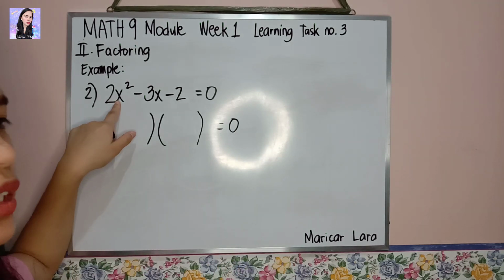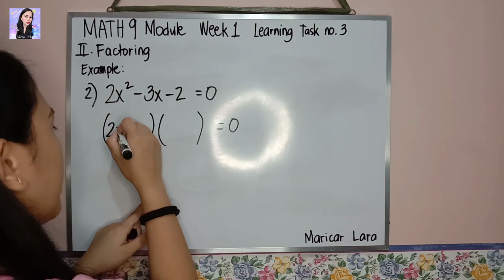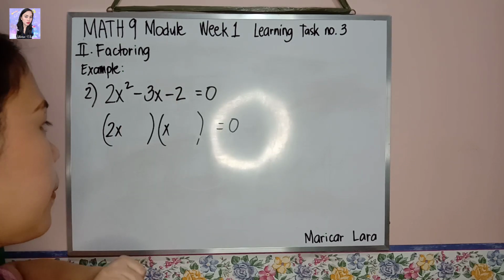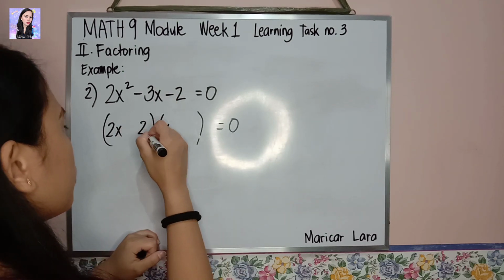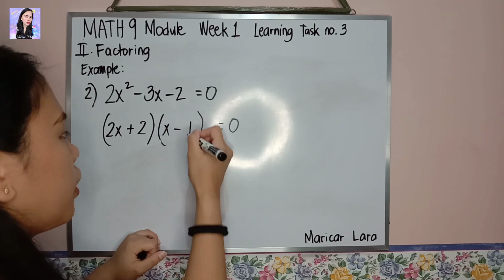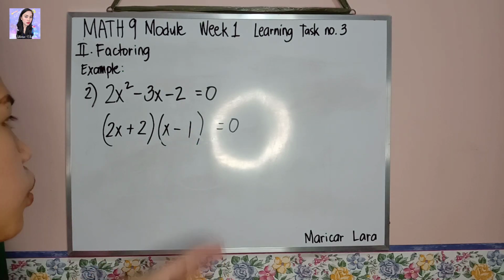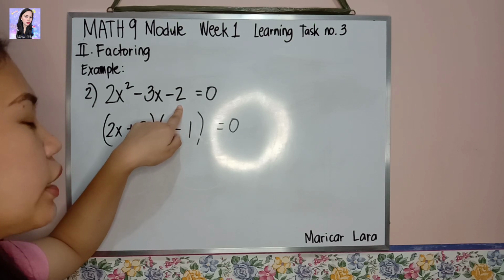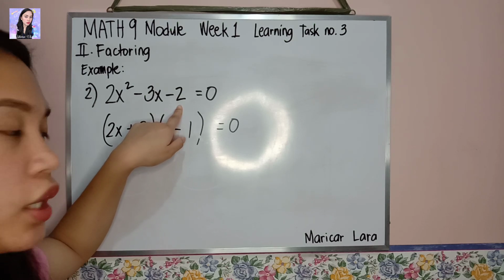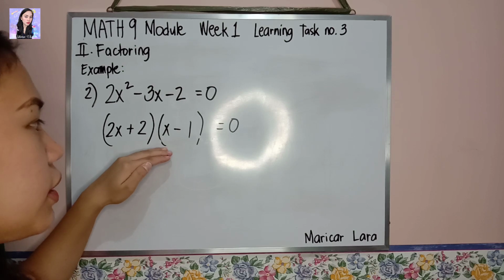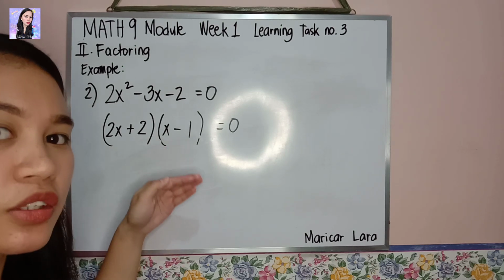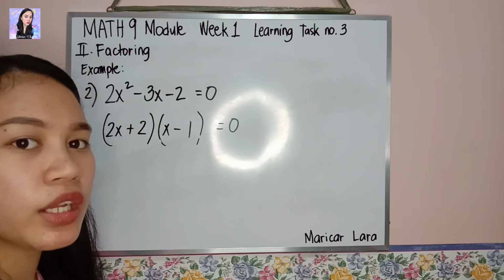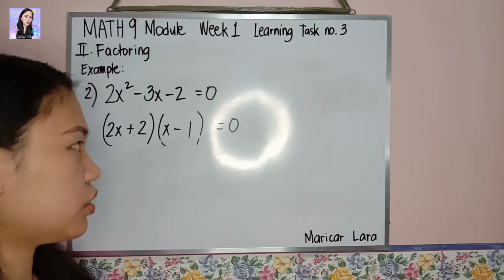So, factors ng 2x squared ay 2x and x. Then, factors ng negative 2 ay positive 2 and negative 1. So, ang factors niya ay pwedeng positive 2 and negative 1, pwede rin namang negative 2 and positive 1. So, kung sakaling ito yung mali, pag nag-check tayo, edi itatry natin yung isa pa. So, trial and error lang po. Try ng try hanggang sa makukuha natin yung tamang answer.